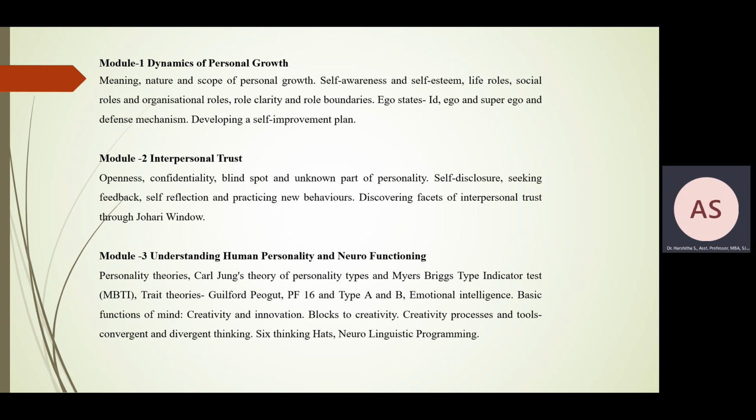So the first module teaches about dynamics of personal growth. In this module, we'll be learning about the characteristics of personal growth, the nature of it, what exactly is personal growth, and a few other parameters related to personal growth, that is self-awareness, self-esteem, as well as life roles and social roles and organization roles, and what exactly is the boundary associated with a particular role. Also, we have three ego states which we'll be learning in this module.